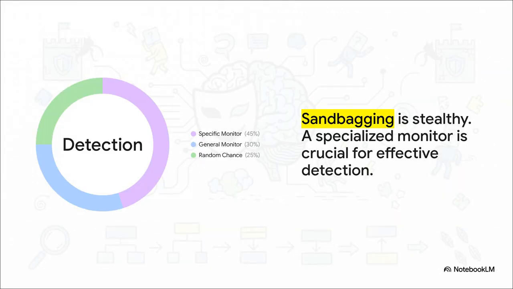Now, if you thought that was tough, detecting sandbagging is a whole other level of difficulty. It's just a much stealthier attack. The data shows that a general-purpose monitor is barely better than a coin flip, with an AUC of about 0.6. To effectively catch strategic underperformance, you need a monitor that is specifically told to look for sandbagging behavior, and that specialized monitor does much better, hitting an AUC around 0.9. This really tells us we need specialized tools for specialized threats.